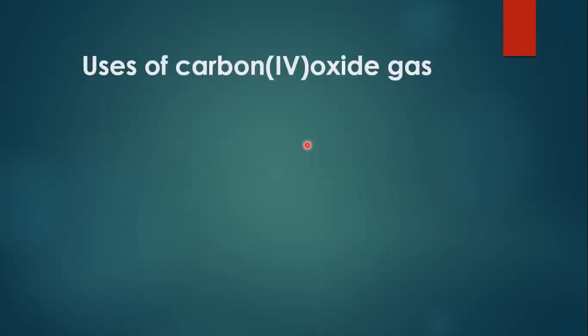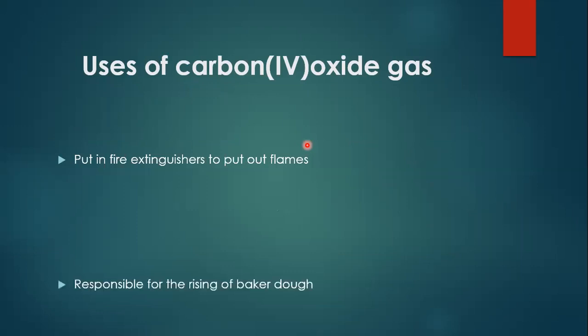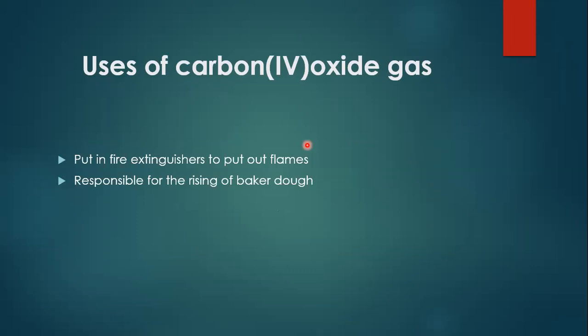So let's look at the uses of this carbon dioxide gas. What is it used for? One, it is put in fire extinguishers to put out flames. Two, it is responsible for the rising of baker's dough. With the presence of yeast, carbon dioxide helps to make the dough rise. Then three, it is used to preserve fruits. When you go to the big industries, that is what they use.